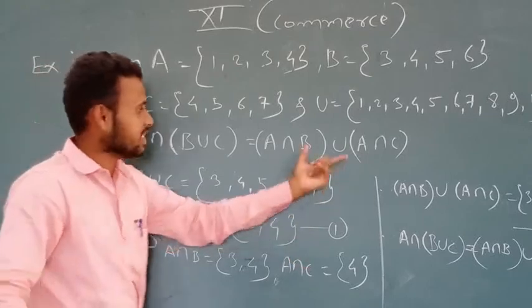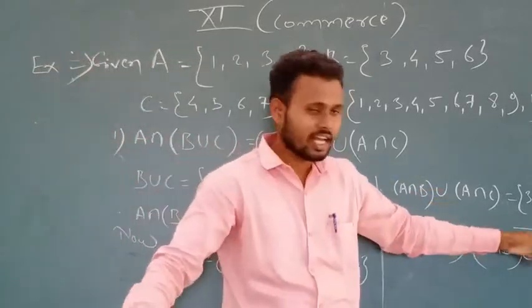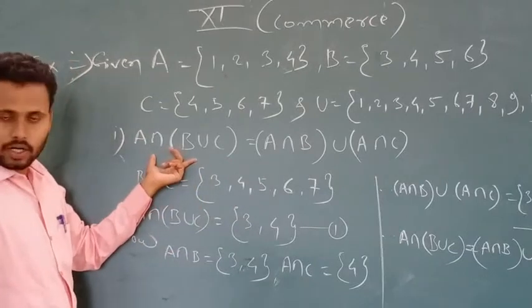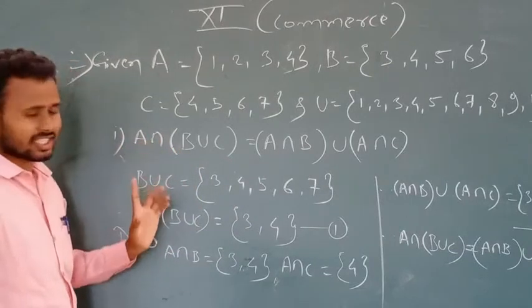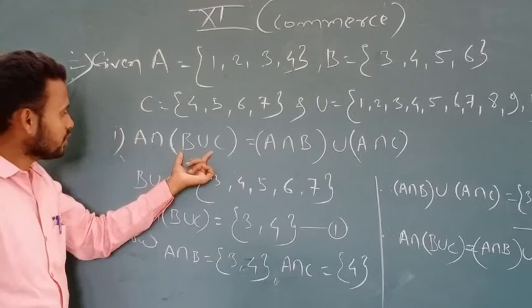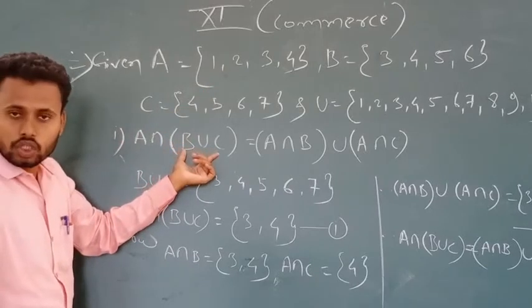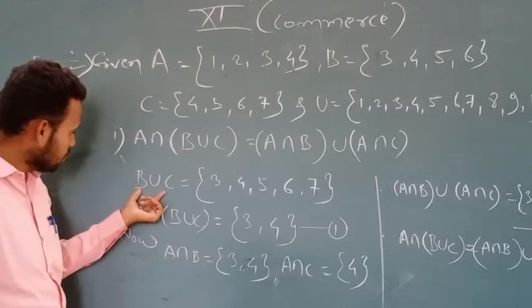Equation first, then next RHS find out, equation second, and then from 1 and 2 we get the required answer. Now first LHS find out. We need the intersection between two sets, A and B union with C. But set A we already have. We want only one set. Next, which one? B union with C. Therefore we take first B union with C.